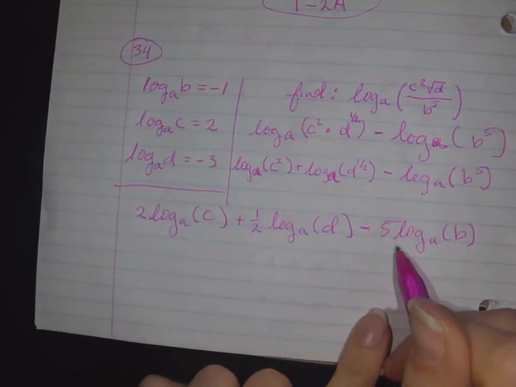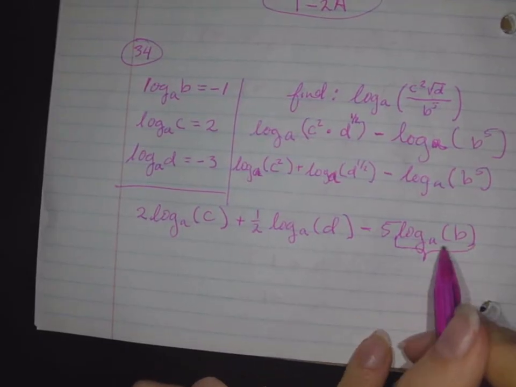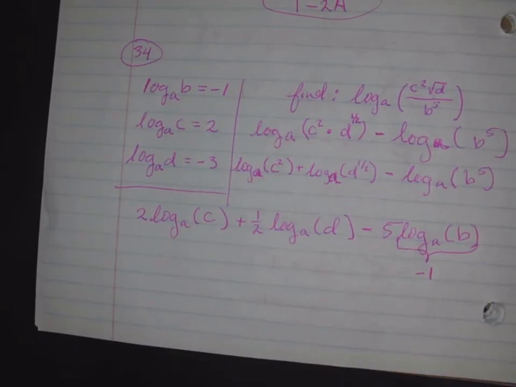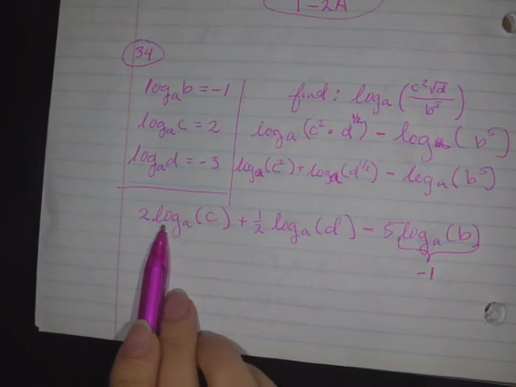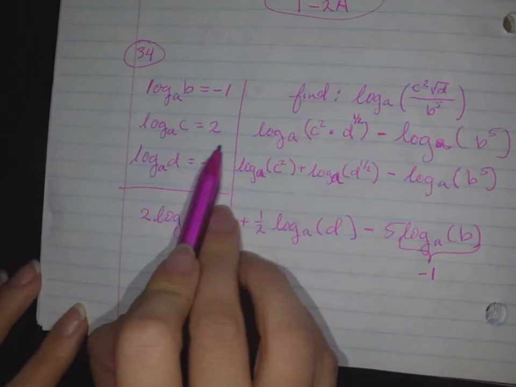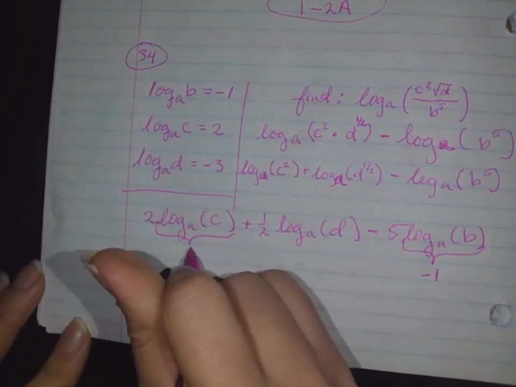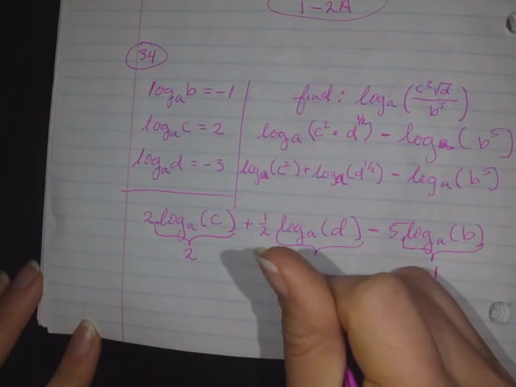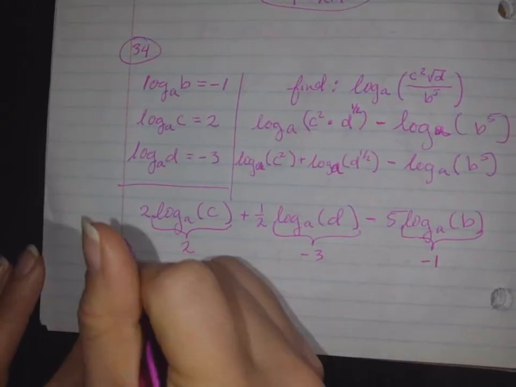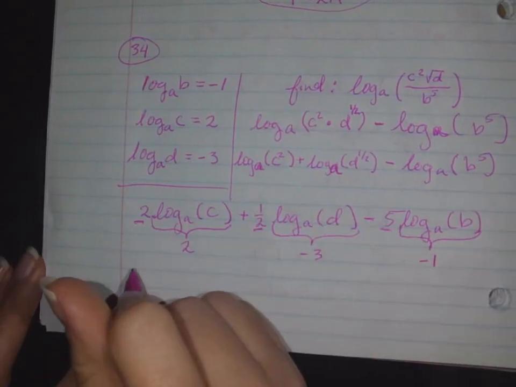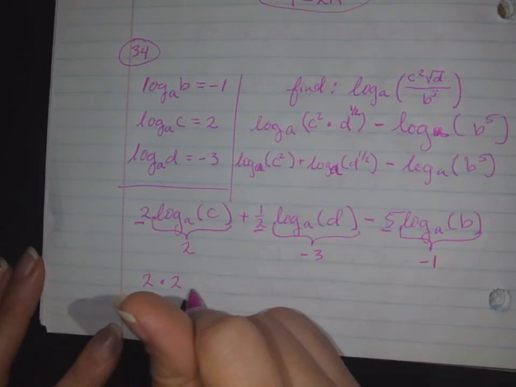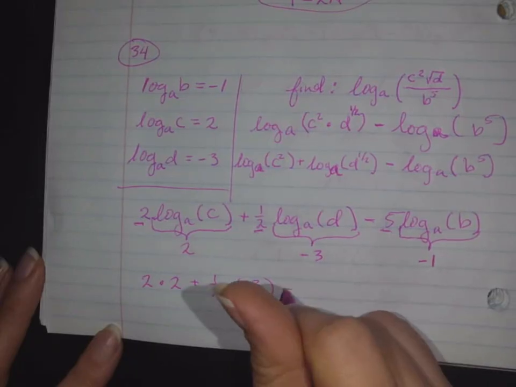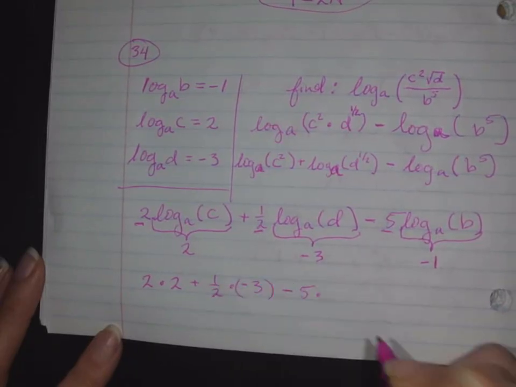So we have that right here. Look right here. Log base a of b. So this would be a -1. Then look here, we have log base a of c, same as that guy. That becomes a 2. And then log base a of d, this guy right here, becomes a -3. Now don't drop these numbers we put out front. So this ends up being 2 times by 2 plus 1/2 times by -3 minus 5 times by a -1.